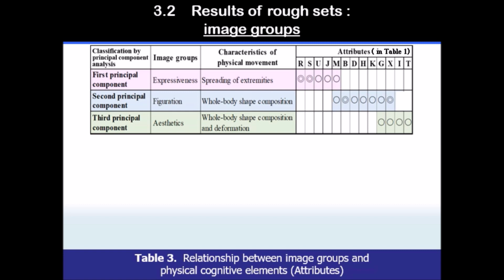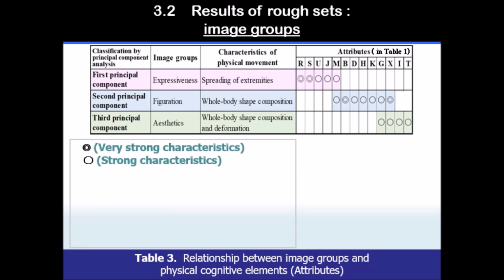Results of rough sets, image groups. Look at the table 3. Relationship between image groups and body cognitive elements attributes. As we explained previously, we conducted PCA to divide the 20 pairs of impression words into 3 groups. The pink area is the expressiveness group of the first principal component. It is related to the attributes R, S, U, J, and M that compose the spread of extremities.